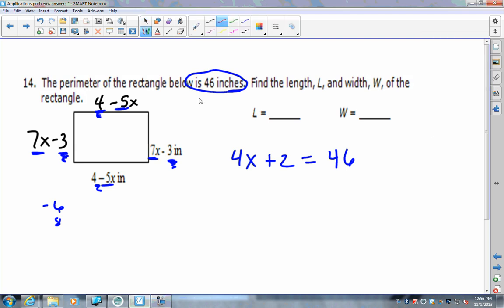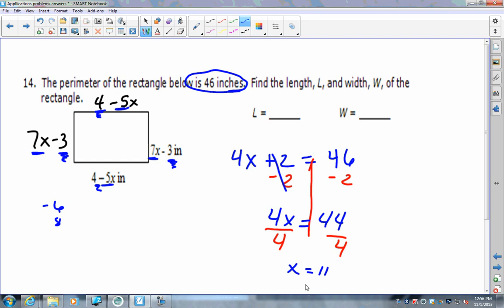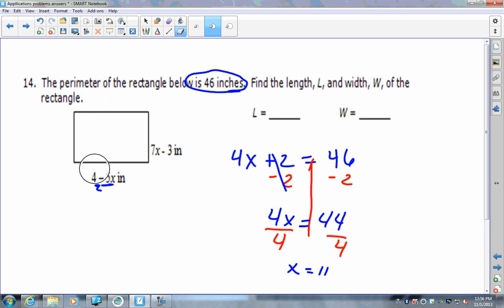Okay, so from here, I'm going to draw my line for the equals, and I'm going to subtract 2 from each side. I get 4x equals 44. I'm going to divide by 4, and I get x equals 11. Okay, now that's not my answer. I have to go back into my original rectangle and I have to substitute to find my length and width. I'm just going to erase all this so it's a little bit easier to see.